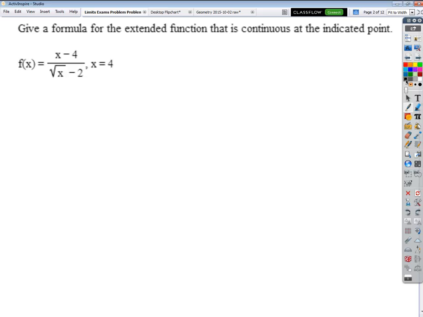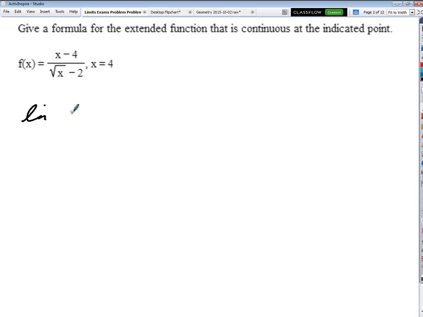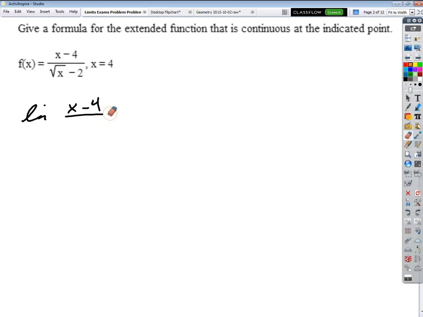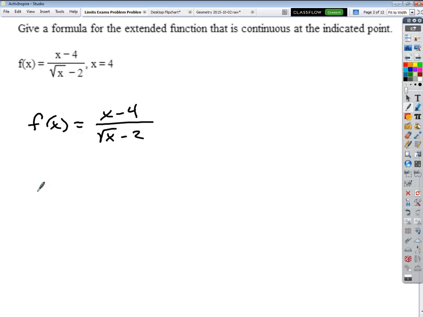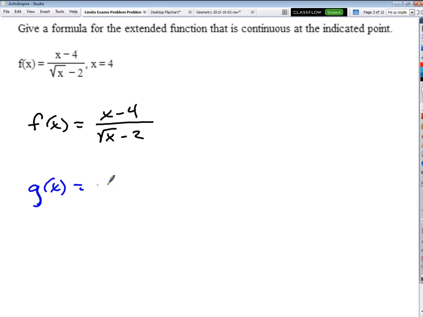So if the limit of x minus 4 over, well, we don't even really have to do this with a limit. You know what, let's not do this with a limit. It's not strictly necessary. If this is f of x, we can do this a little more cleanly. If f of x equals x minus 4 over the square root of x minus 2, then we're going to define a new function. Let's call it g of x. Okay, so g of x equals x minus 4 over the square root of x minus 2, but we're going to do some algebraic cancellation.